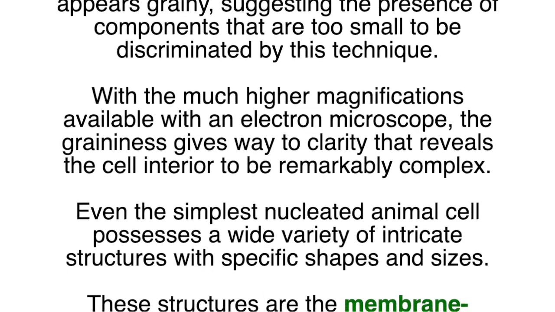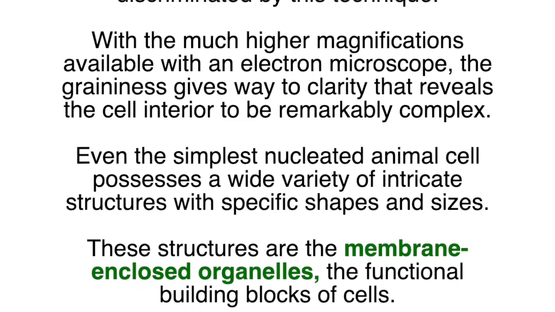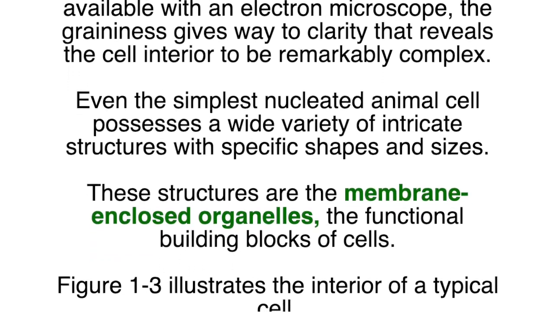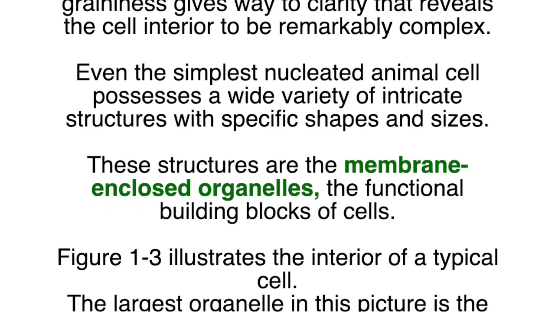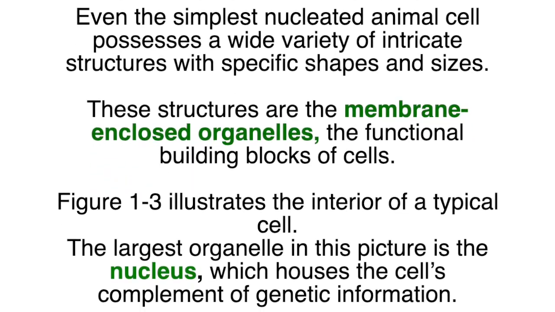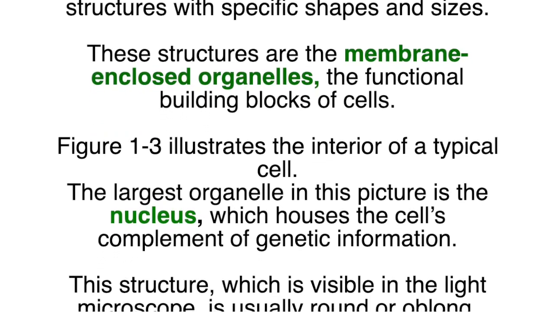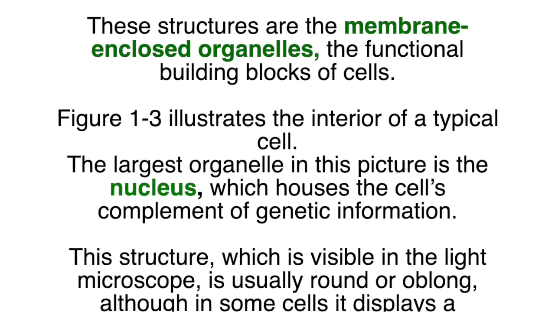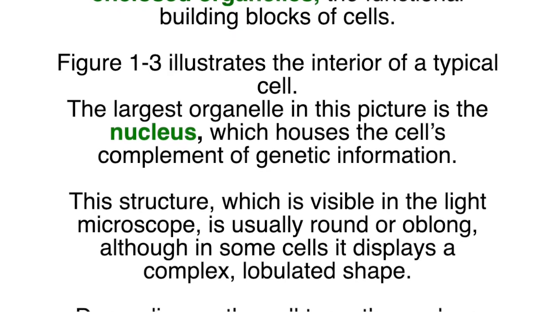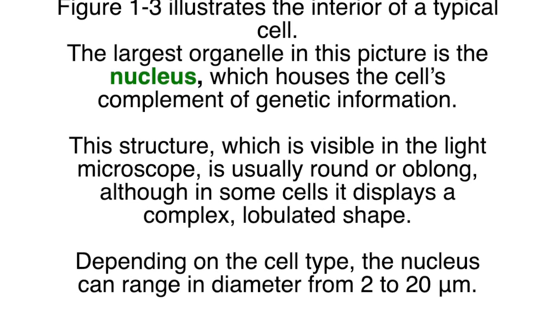Even the simplest nucleated animal cell possesses a wide variety of intricate structures with specific shapes and sizes. These structures are the membrane enclosed organelles, the functional building blocks of cells. Figure 1.3 illustrates the interior of a typical cell, as you have already seen. The largest organelle in this picture is the nucleus, which houses the cell's complement of genetic information.